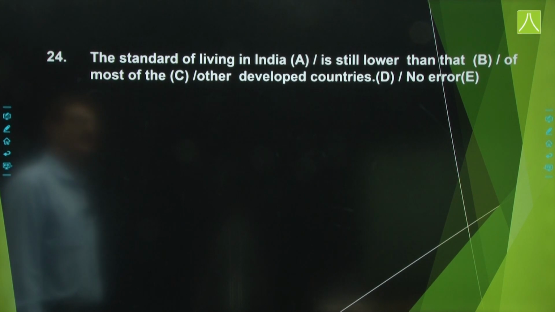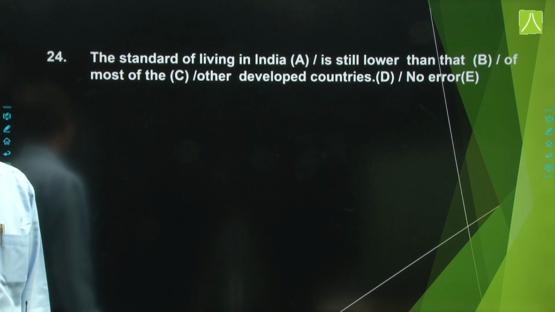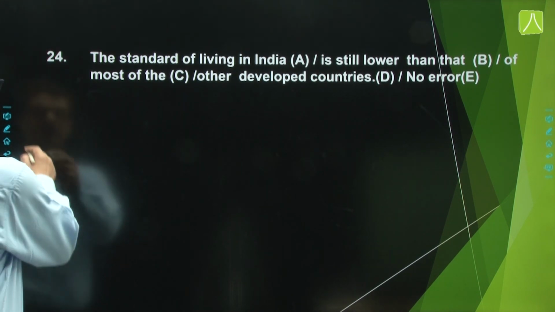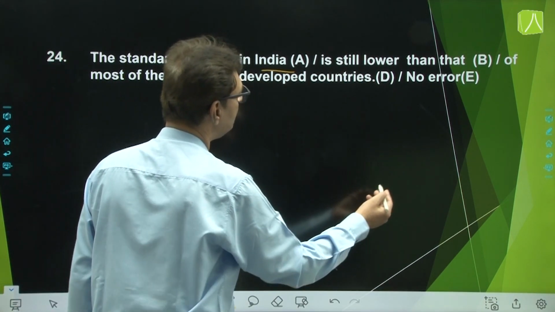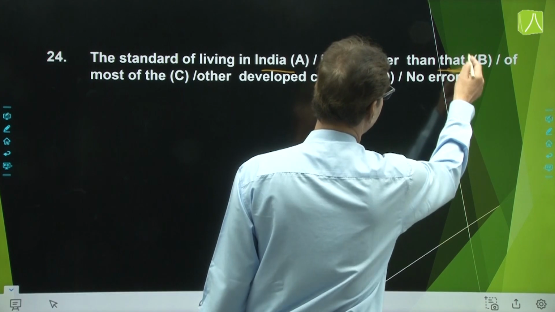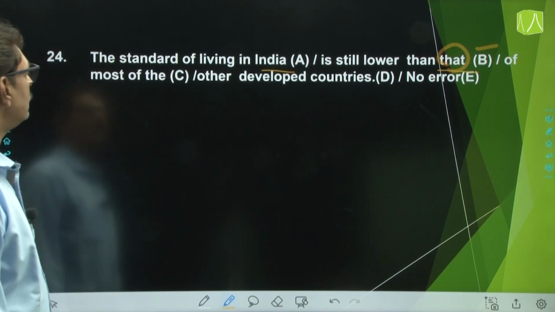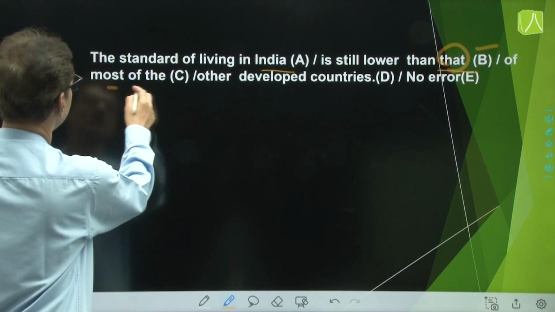The standard of living in India is still lower than that of most of the other developed countries. Read this sentence carefully. The standard of living in India, there is no error I think in part A. इसमें तो कुछ error नहीं है. Is still lower than that of. Yes, that of भी use किया हुआ है. So this also looks to be correct. Of most of the other developed countries. So B में भी नहीं है. सीधा कुछ भी नहीं है.